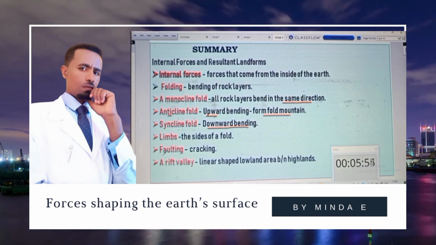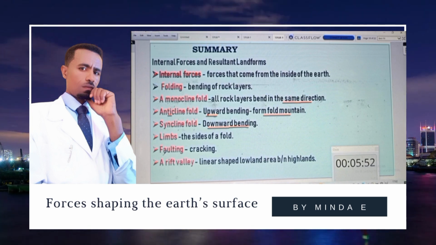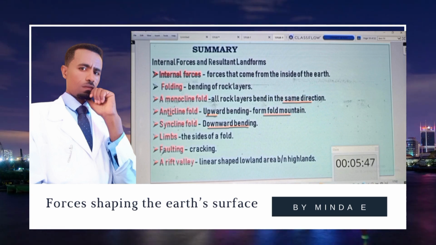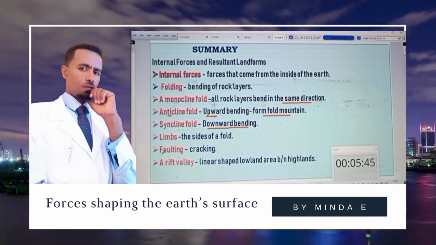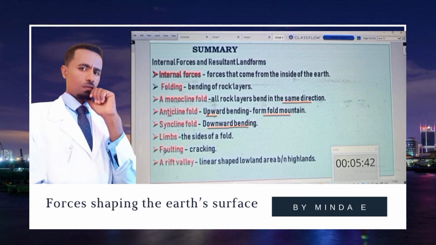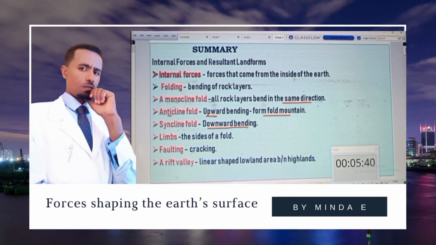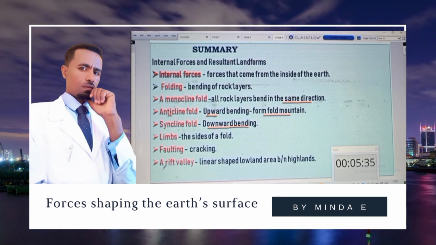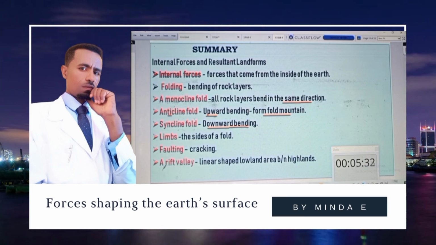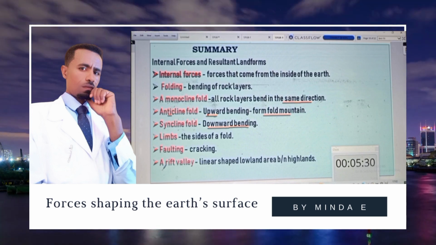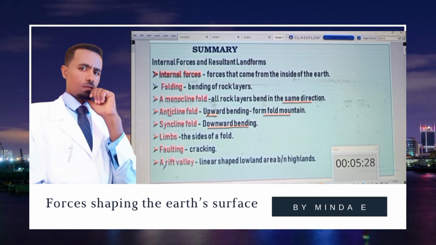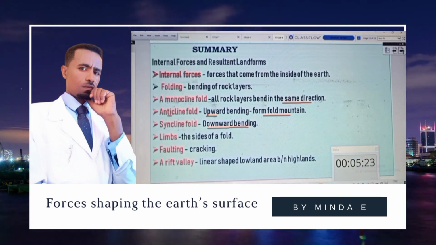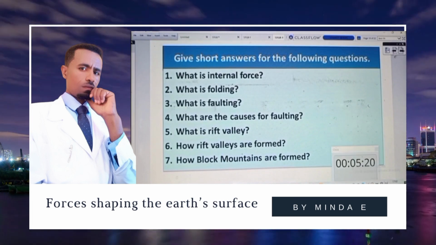Faulting is another type of internal force which can cause land surface changes. So faulting is simply cracking. And Rift Valley is a linear shaped lowland area which is found between highlands. So this is a short summary of today's lesson.